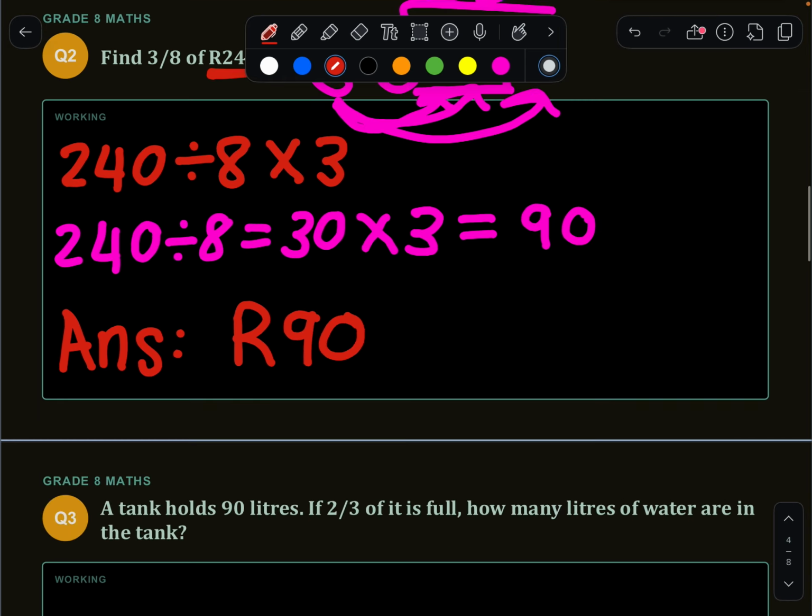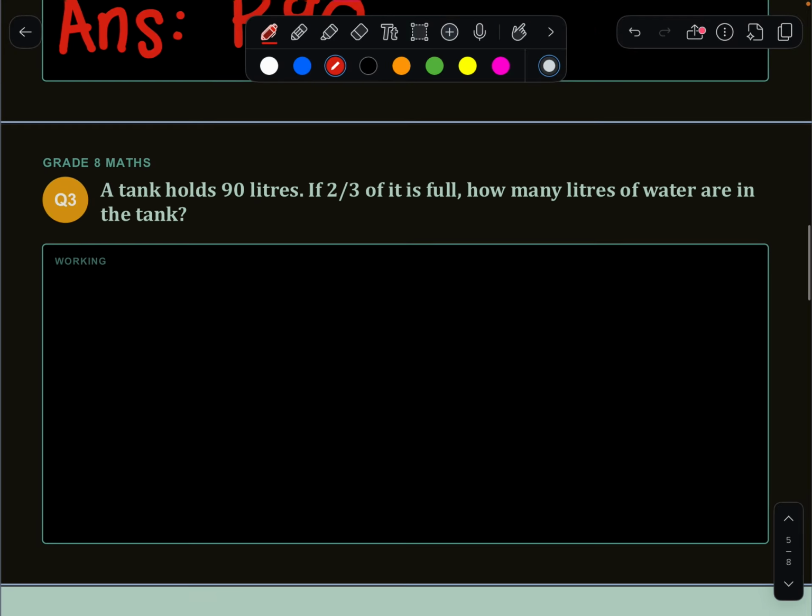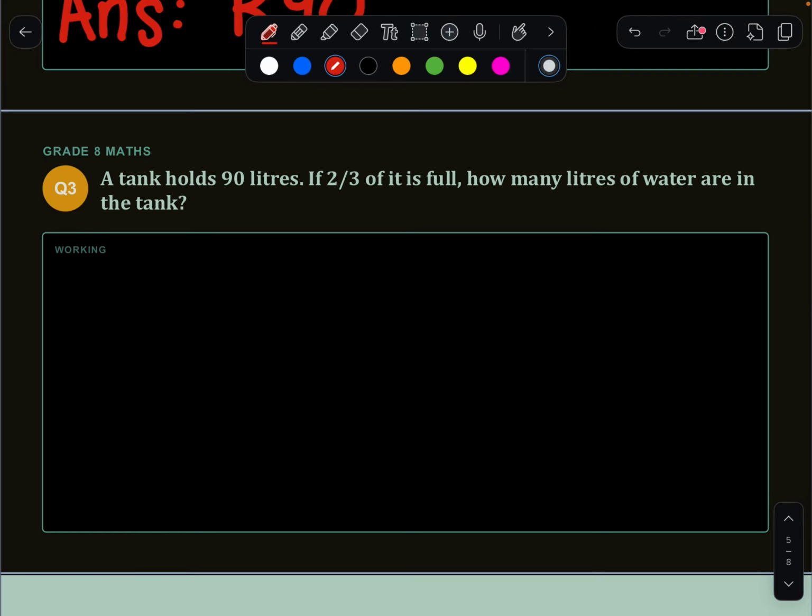Okay, and then one final one, a bit of a word problem, but no different, no more difficult than what we've done. So a tank holds 90 liters. If 2/3 of it is full, how many liters of water are in the tank? What we are working out, and what will be your first marker, is to write down 2/3 of 90 liters. So if you can write that down, usually you get a mark just for knowing that's what they're asking you.